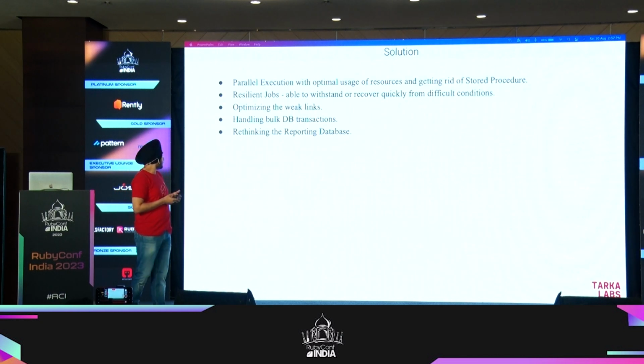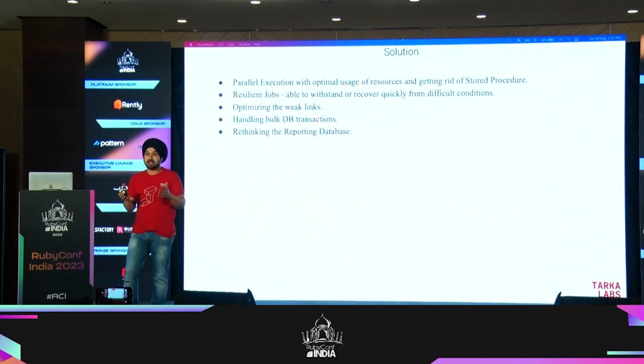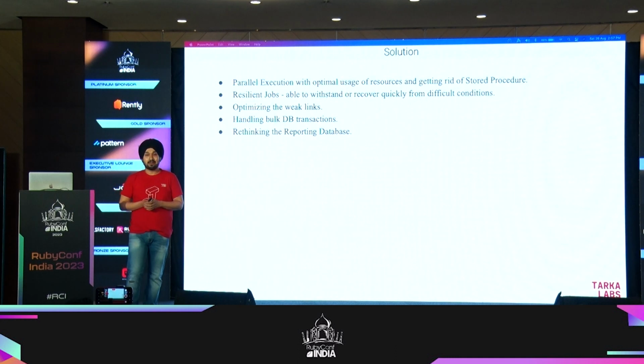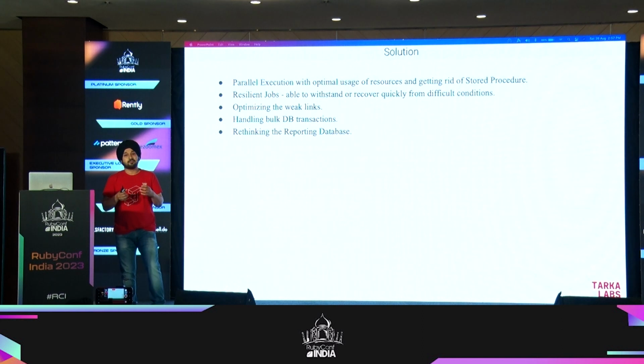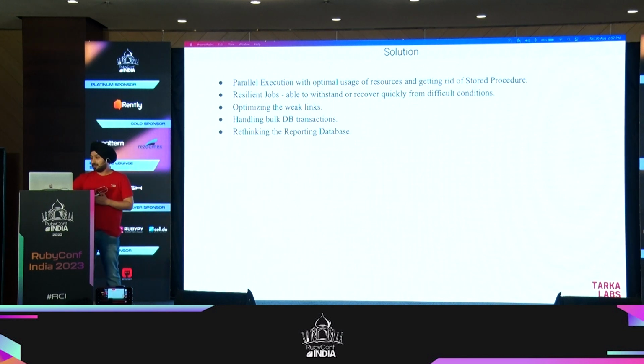As a solution, initially we thought, let's get rid of this whole stored procedure and go with parallel execution, so we'd have optimal usage of whatever resources we have. Then we wanted our jobs to be resilient. They should be able to recover if anything goes wrong. Then we tried optimizing the bottlenecks, the weak links. We looked at how to handle bulk DB transactions, and once the users were paid at the end, we started rethinking the whole reporting database.